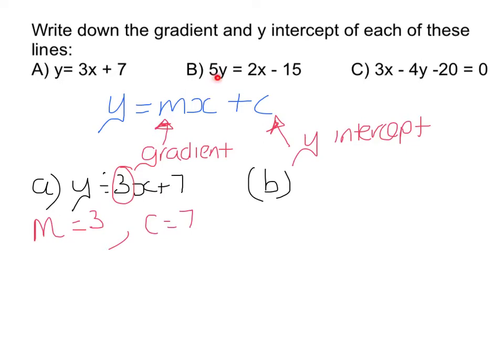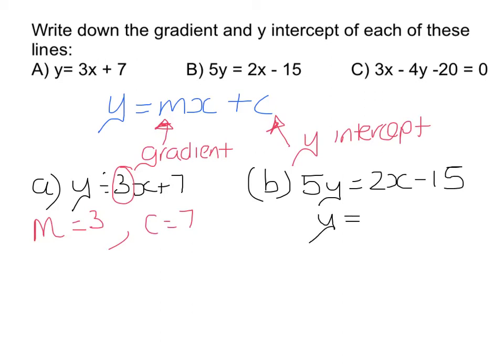On the second equation, it's not exactly in the right format. It's 5y equals. When we've got it in the general form, we want just y. So to get rid of this 5, we're going to have to divide by 5. And that means we need to divide absolutely everything by 5 so that we retain the value of the equation. Remember, an equation must always be balanced. So if I have 5y equal to 2x minus 15, I'll just divide the whole thing by 5.